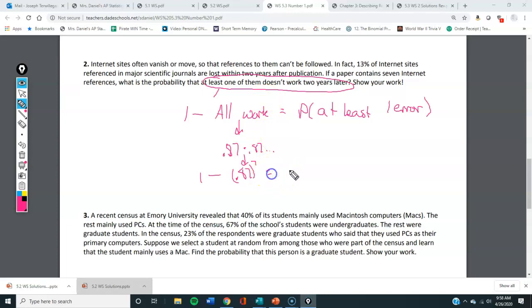When I plug that in, I get 0.6227. So there's a 62.27% chance of finding a paper where at least one of them doesn't work, if it's 7 sources. The link doesn't work, not that the source was phony baloney.